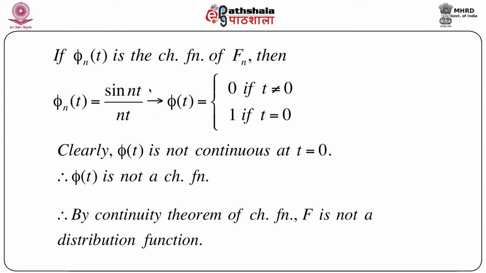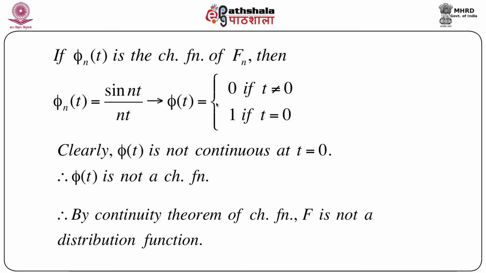Well, it is very clear that sin(nt)/(nt), this limit goes to 1 if t equals 0, and as n goes to infinity, the numerator is always bounded by minus 1 and 1, so the denominator becomes very large for t not equal to 0, so it is nothing but the 0 value. It is clear that phi(t) is not continuous at t equals 0.